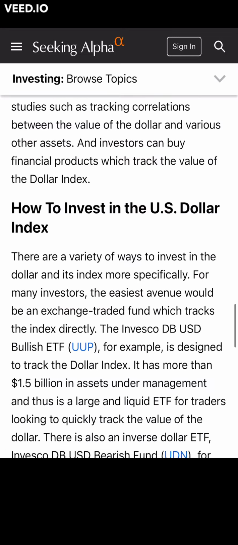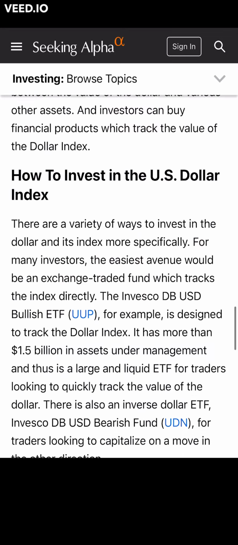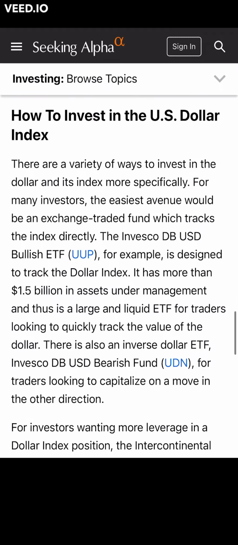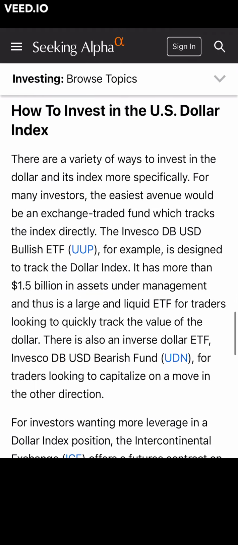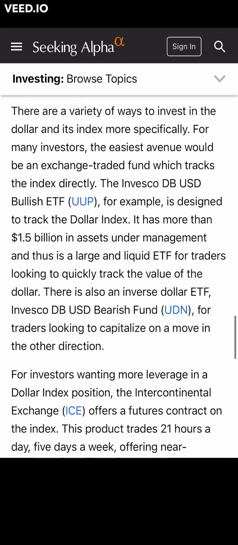How to invest in the U.S. Dollar Index? There are a variety of ways to invest in the dollar and its index more specifically. For many investors, the easiest avenue would be an exchange-traded fund which tracks the index directly. The Invesco DB USD Bullish ETF, UUP, for example, is designed to track the dollar index. It has more than $1.5 billion in assets under management and thus is a large and liquid ETF for traders looking to quickly track the value of the dollar.